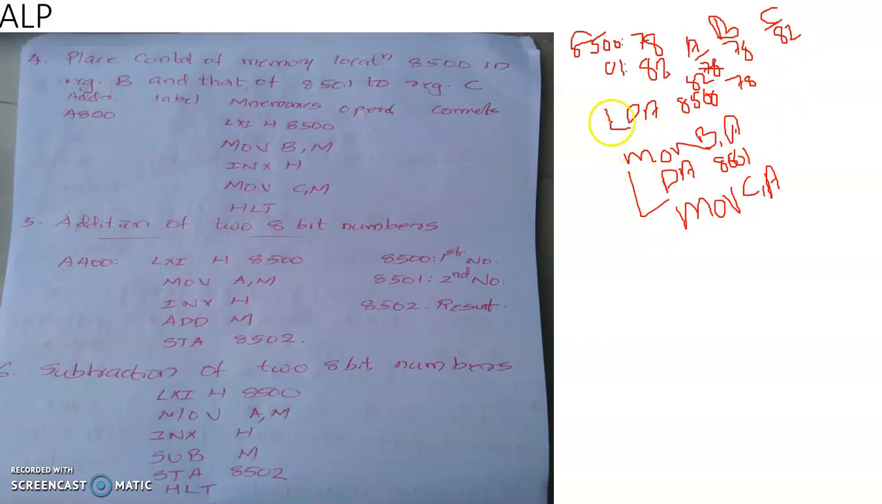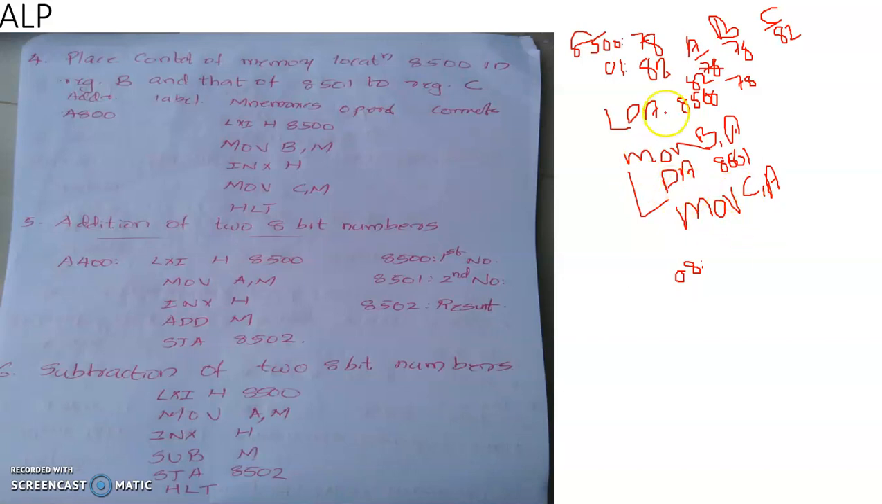Let me write this from A800 onwards: A800, 01, 02, 03, 04, 05, 06, 07, 08. I will end the program at the memory location with address A808. Overall, there will be then 9 memory locations being consumed.